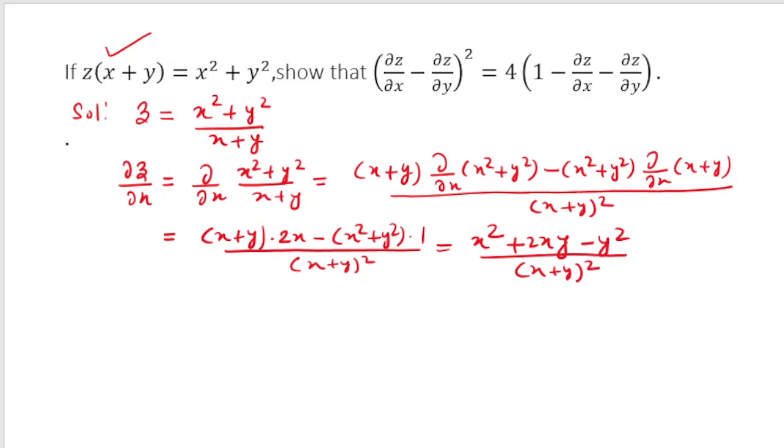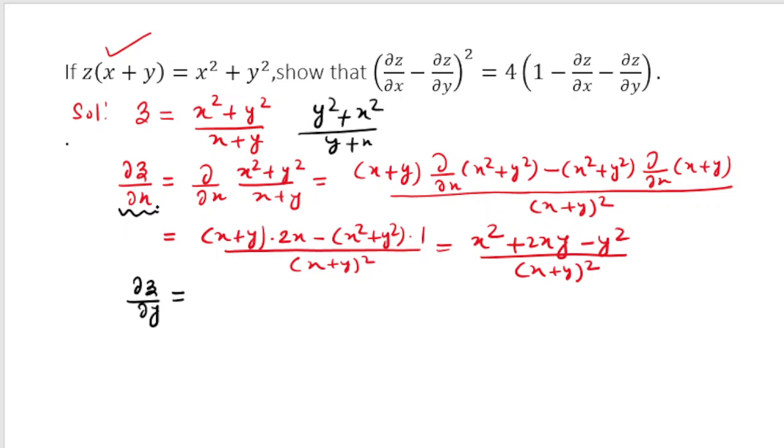Now why have I chosen this problem? Because I have calculated ∂z/∂x, but I don't have to calculate ∂z/∂y separately, because this is kind of symmetrical. You see this function x² + y². If I write y in place of x, it will become y², and x in place of y, it will become x², and the denominator will be the same, y + x. So it is a symmetrical function in terms of x and y.